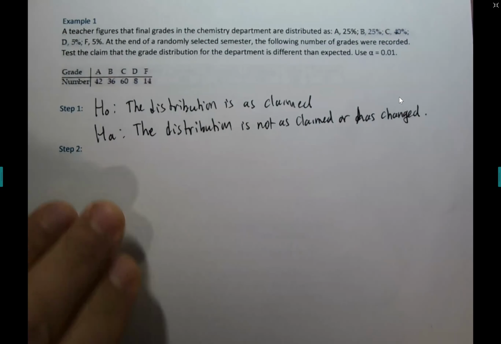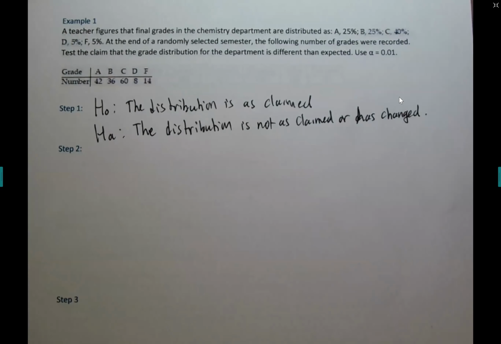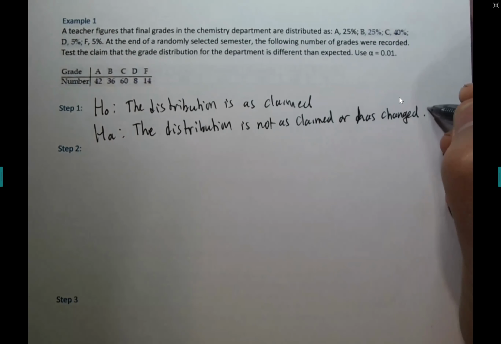Okay. Where is our claim, guys? Is it in the null or the alternative? He says, test the claim that the grade distribution for the department is different than expected. So would it be HA? Which one? The alternative? Yes, I agree. Does everyone else agree, guys?